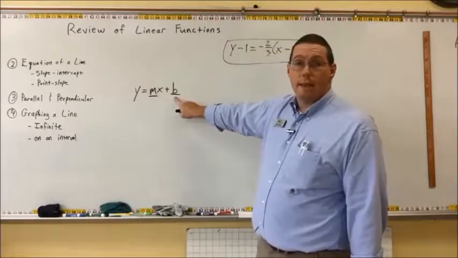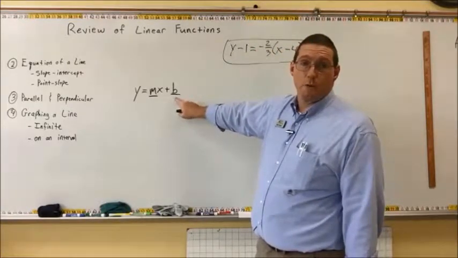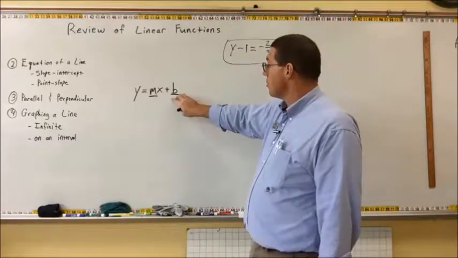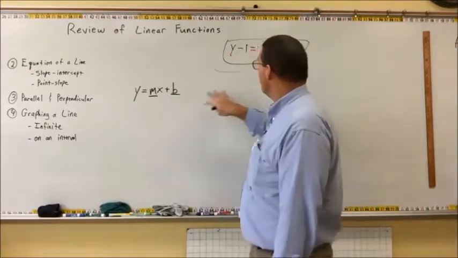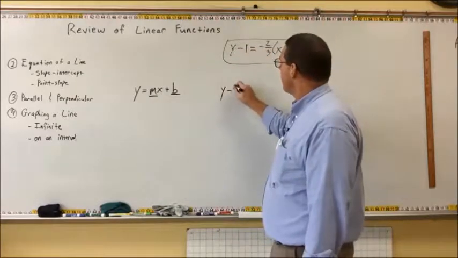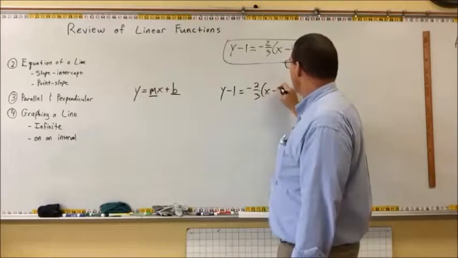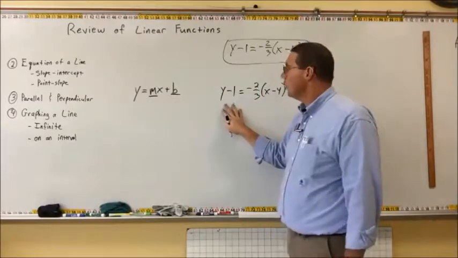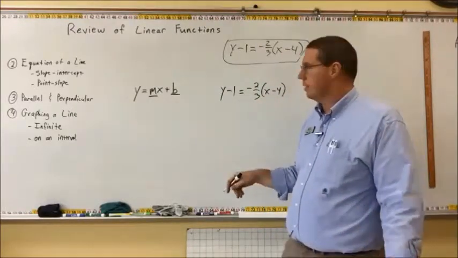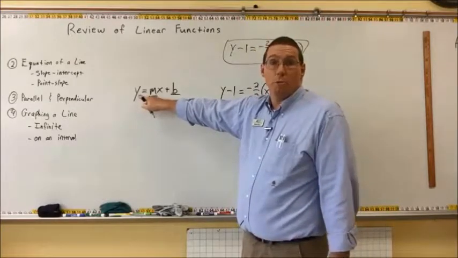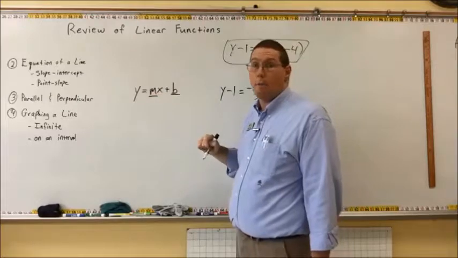So this b, that's the y-intercept. That's where the graph crosses over the y-axis on the graph. Okay, so here's what we're going to do. Basically, we're going to take this y minus 1 equals negative 2/3 times x minus 4, and we're simply going to rearrange it so that the y is all by itself. That's all we're doing, we're just solving for this so that the y is all by itself.